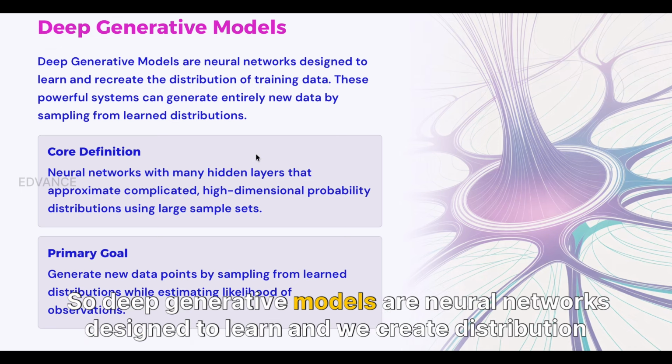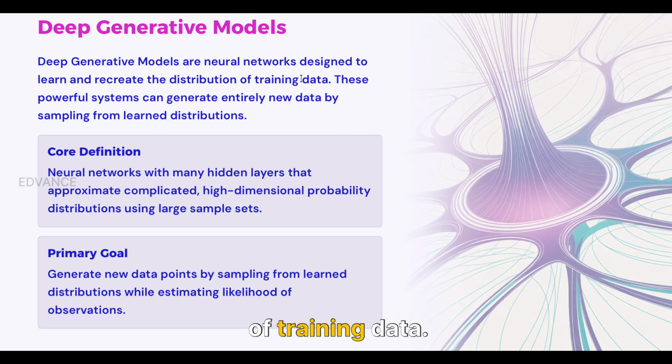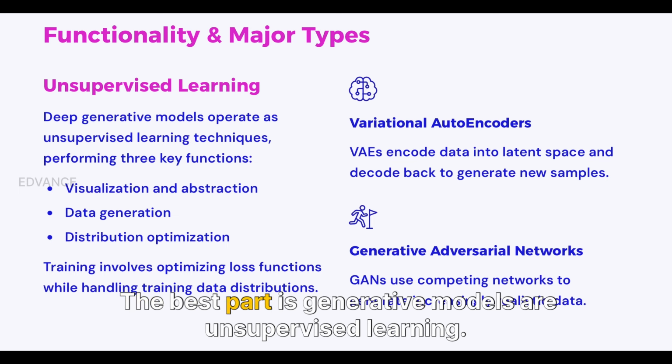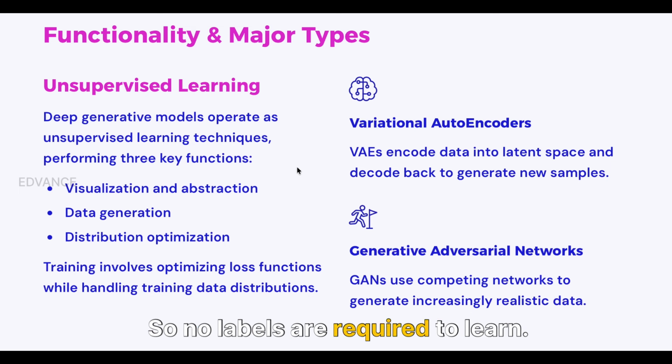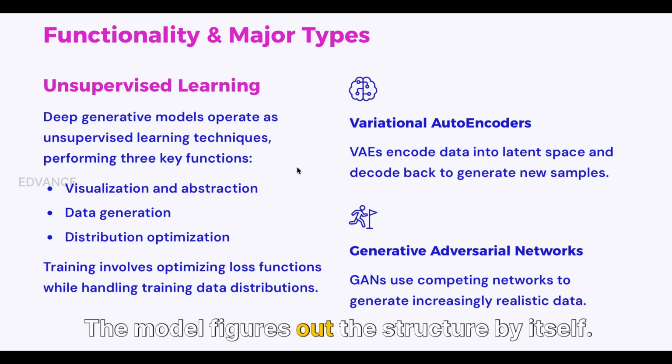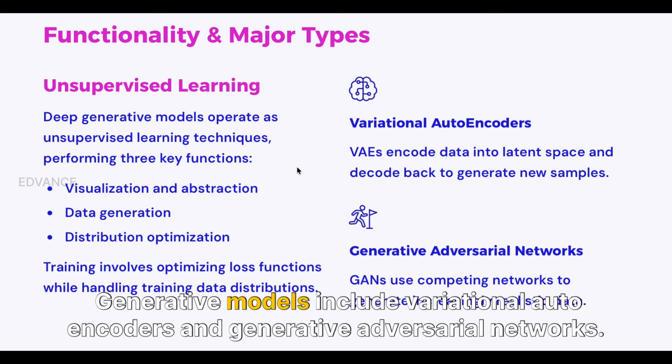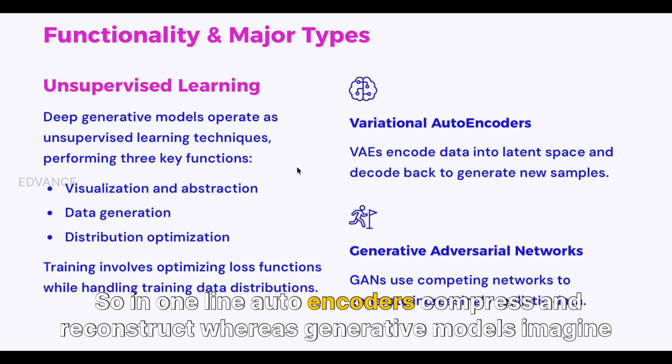So deep generative models are neural networks designed to learn and recreate the distribution of training data. Now we'll see the functionality and major types. The best part is generative models are unsupervised learning. So no labels are required to learn. The model figures out the structure by itself. Generative models are used for visualization, abstraction, and of course generation. Famous examples include variational autoencoders and generative adversarial networks. So in one line, autoencoders compress and reconstruct, whereas generative models imagine and create.